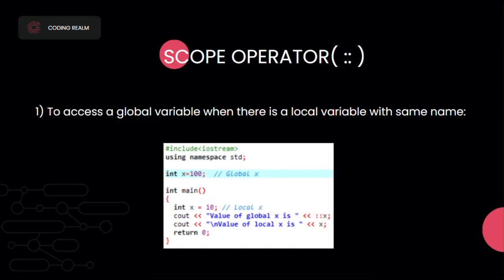Scope operator. Why do we use the scope operator in object-oriented programming? One, we use the scope operator to access a global variable when there is a local variable with the same name. Like here in this example, we have a global variable named x and a local x, so two variables. To make the difference between the first x and the second x, we use the scope operator.